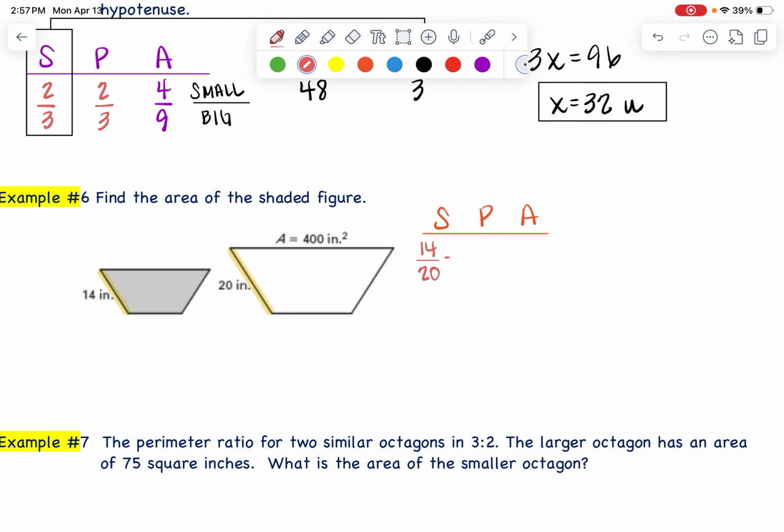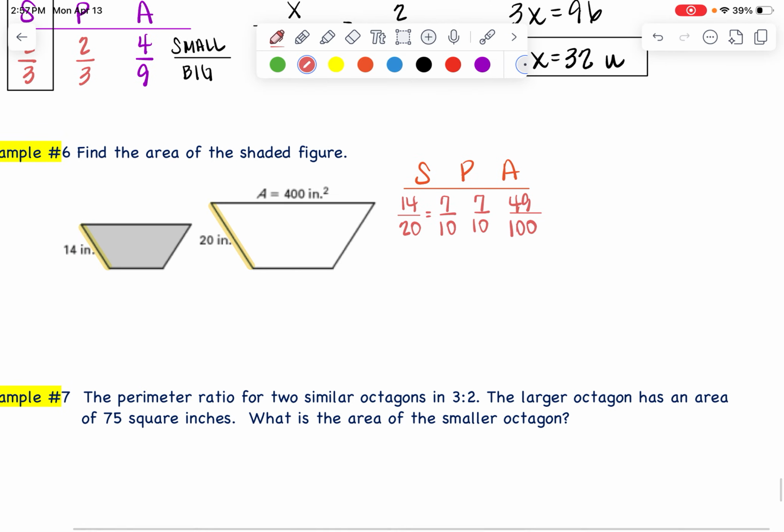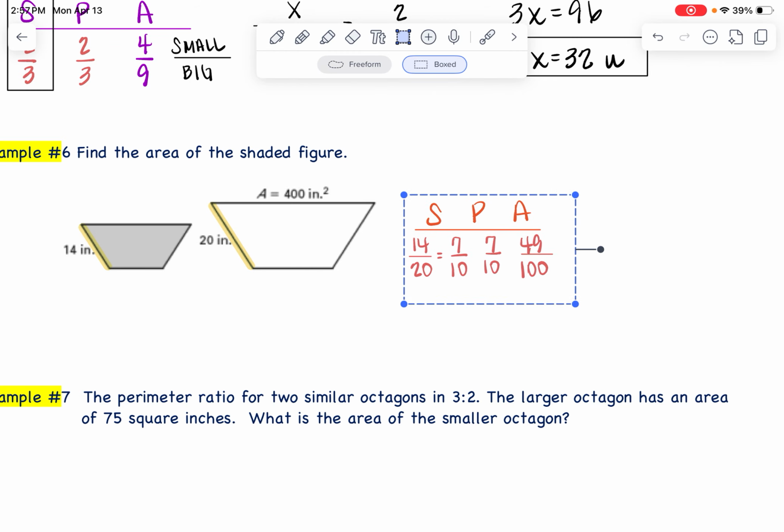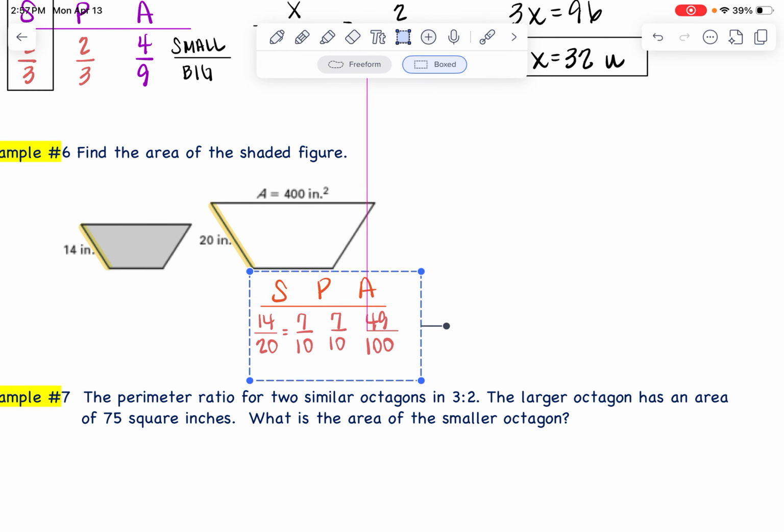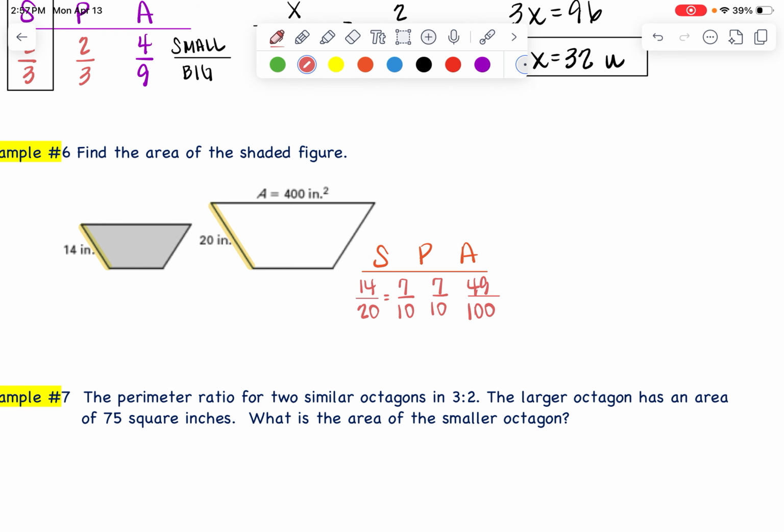Now I really don't like 14 to 20 because I can reduce that to 7/10. If you can make your numbers smaller and easier to work with, I would totally suggest that, which means our perimeter ratio will also be 7/10, which means our area ratio is going to be 49 to 100. Right, we have to hop up a dimension there. Then it says find the area of the shaded figure.